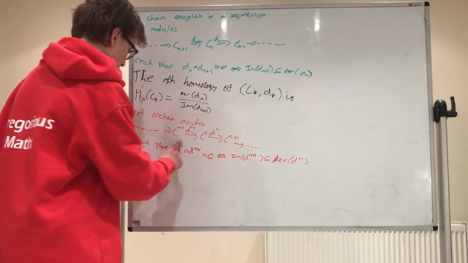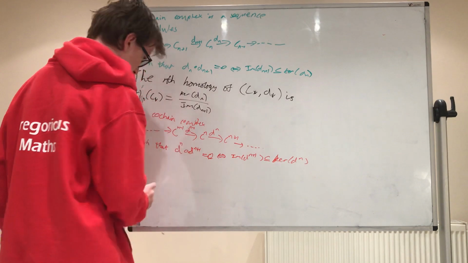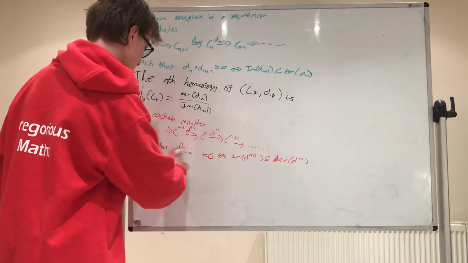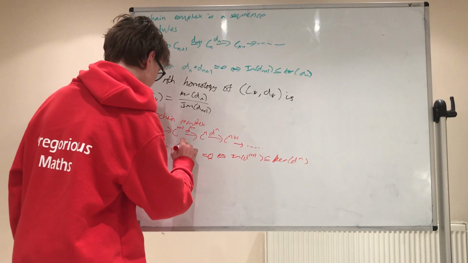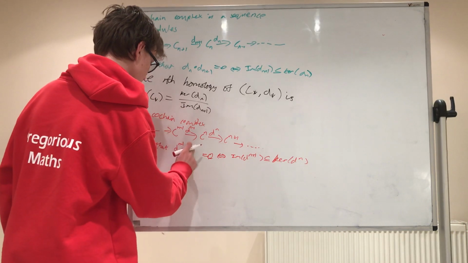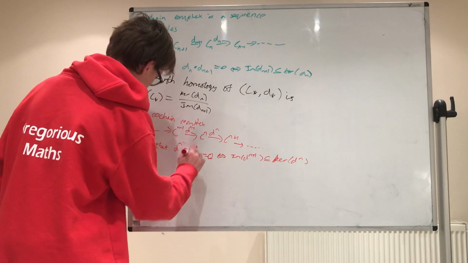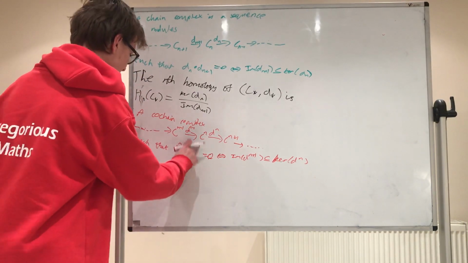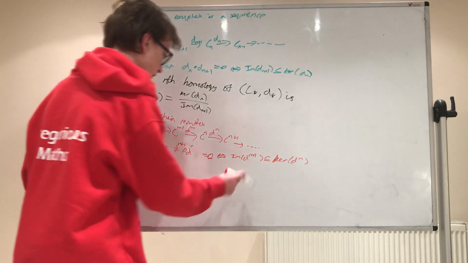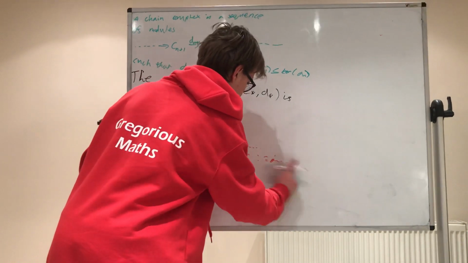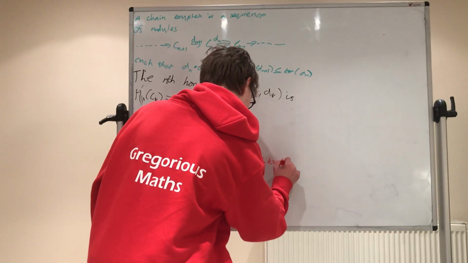Oh, sorry, I saw this minus and thought it was a plus. Apologies. So let's just use this. Okay, so dn composed with dn minus 1, there we go, is equal to 0. And this is equivalent to saying that the image of dn is a subset of the kernel of dn plus 1. Apologies for that.